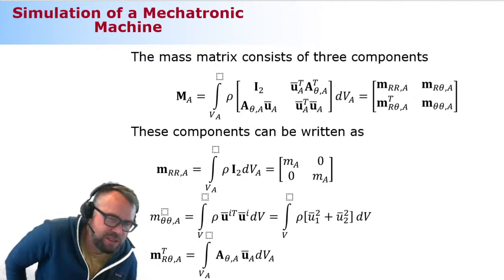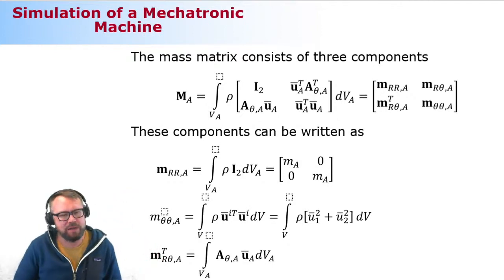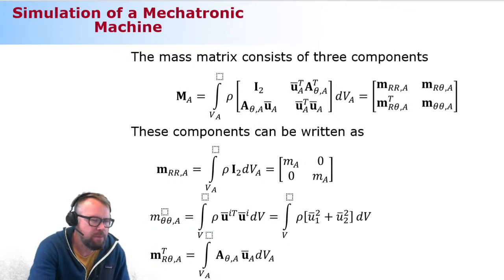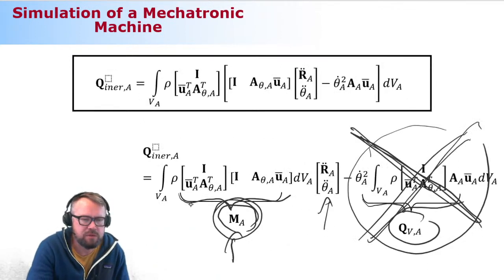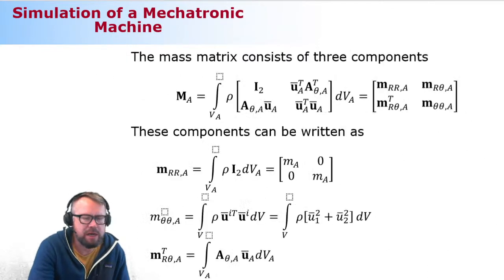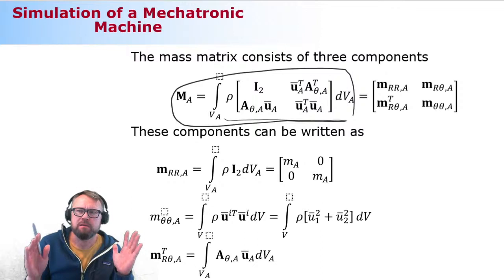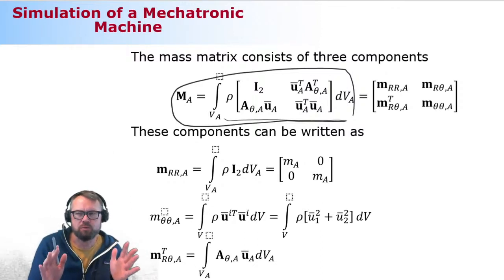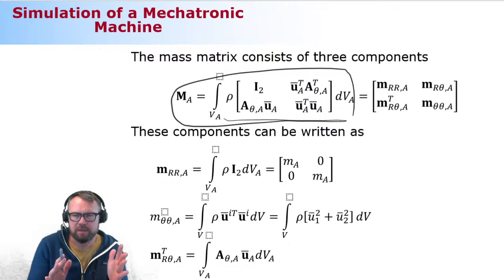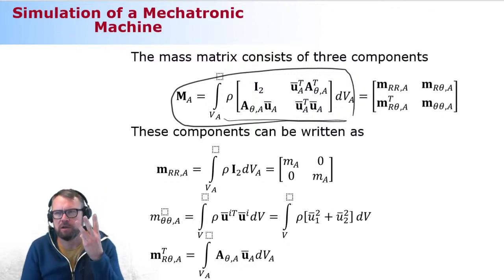Anyway, so now we're here. We're still not completely done. So we're now looking at the mass matrix. From the previous slide, when you do this mathematics, this is how the mass matrix looks. The mass matrix consists of three different components. And the mass matrix, first of all, for one body is a 3x3 matrix. Why? Because we have three generalized coordinates. Why? Because every body needs three generalized coordinates.